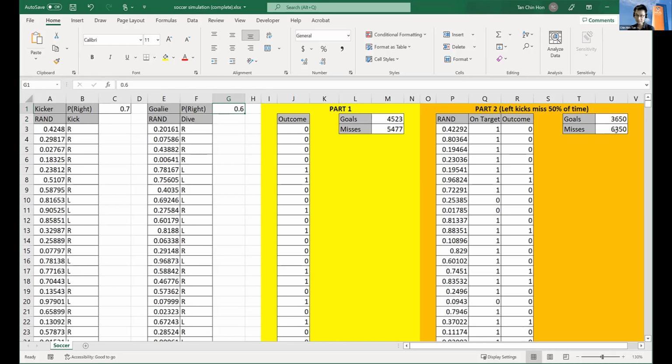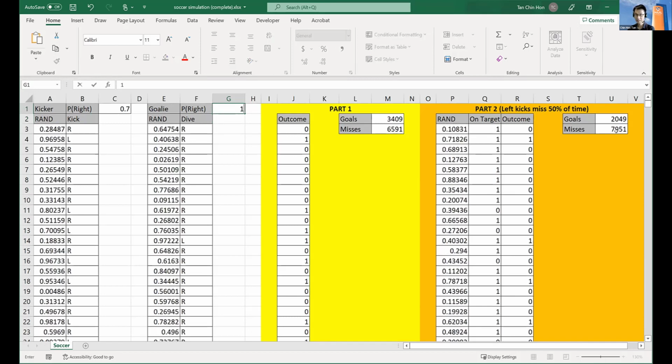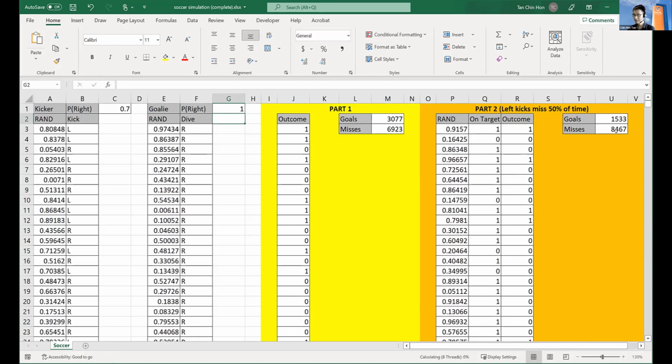But instead of 60%, the goalie might actually want to do 70%. You realize that the goalie is going to save even more goals. If we go to 90%, it's going to save even more goals. And if I just keep diving right, then I'm going to save the most number of goals. And there's only a 15% chance that the kicker is going to end up scoring a goal over there.